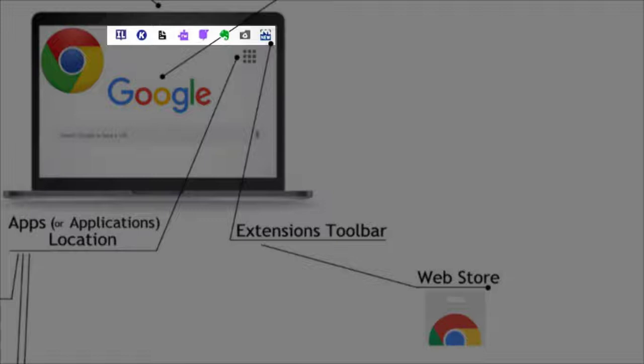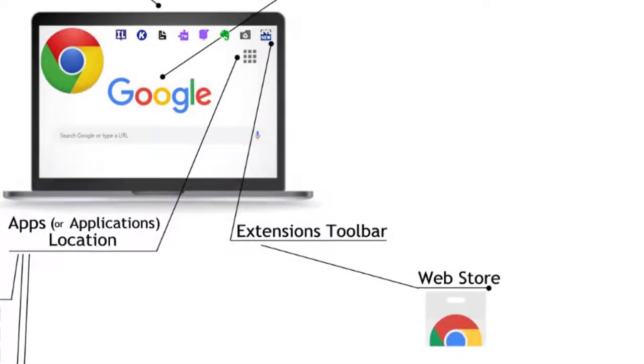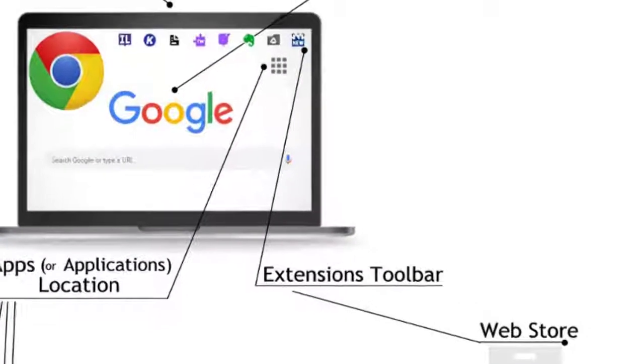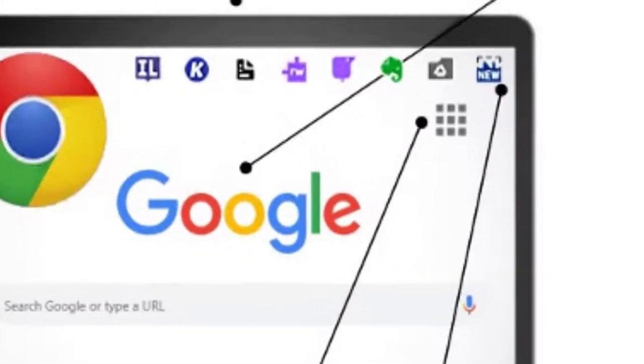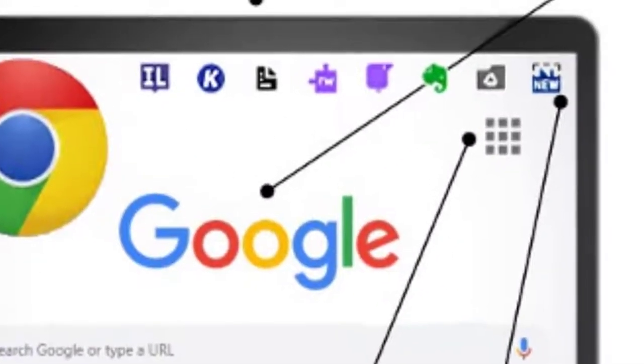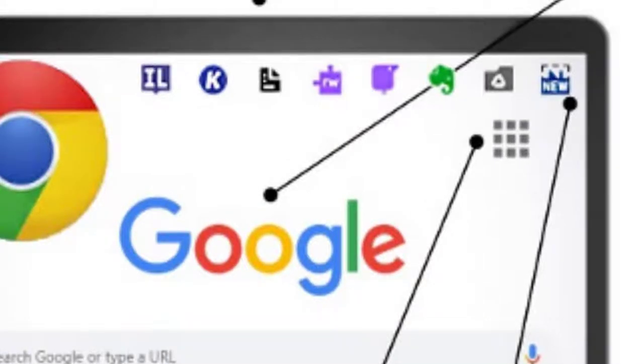This here is the extension toolbar that will show up in the top of your Google Chrome browser. These little icons, when you put them into your Chrome web browser, they add functionality to the actual Chrome browser itself. It modifies the browser in some way that makes it easier for you.